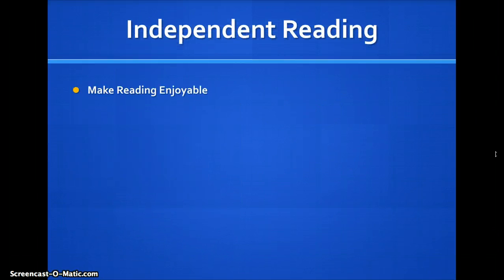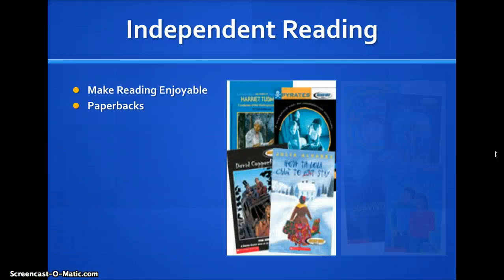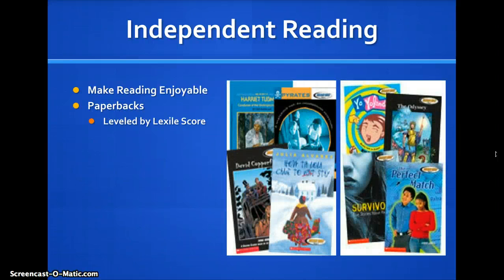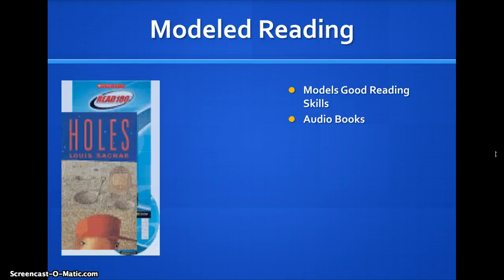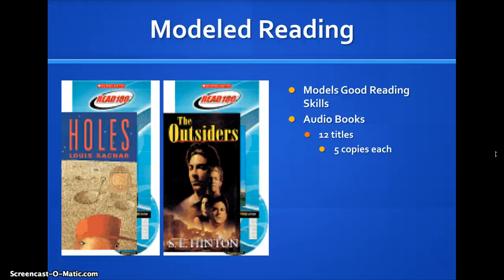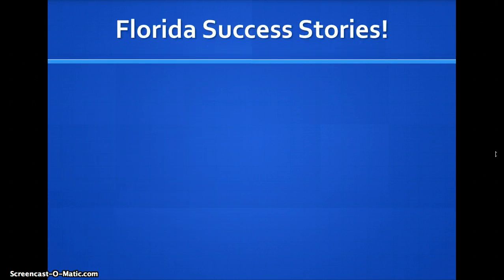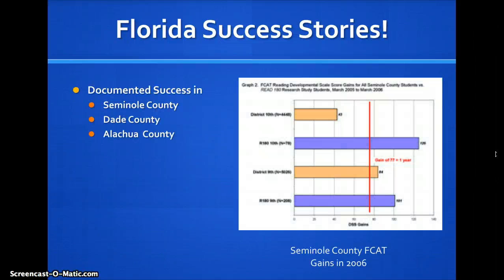Independent reading makes reading enjoyable through the use of paperbacks, which are leveled by Lexile score. The teacher will receive between 30 and 40 titles and 5 copies each for their classroom library. Modeled reading enables the students to listen to good reading skills through audiobooks. There are 12 titles with 5 copies each. There's been much success in Seminole, Dade, and Alachua County.